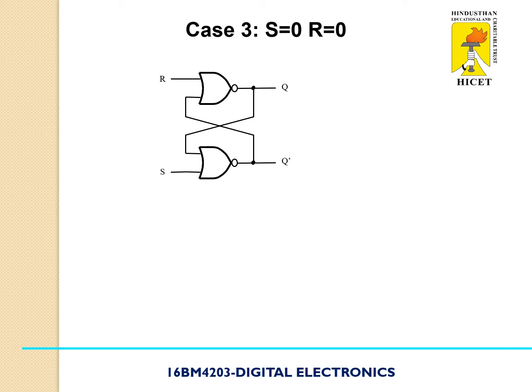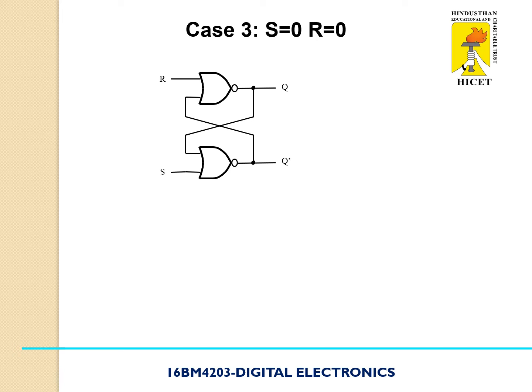Already S equal to 0. So 0, 0 is applied, output 1. That 1 is applied to the NOR gate 1. When 1 is applied, even if any one input is 1, then output 0. Initially 0, now also 0.